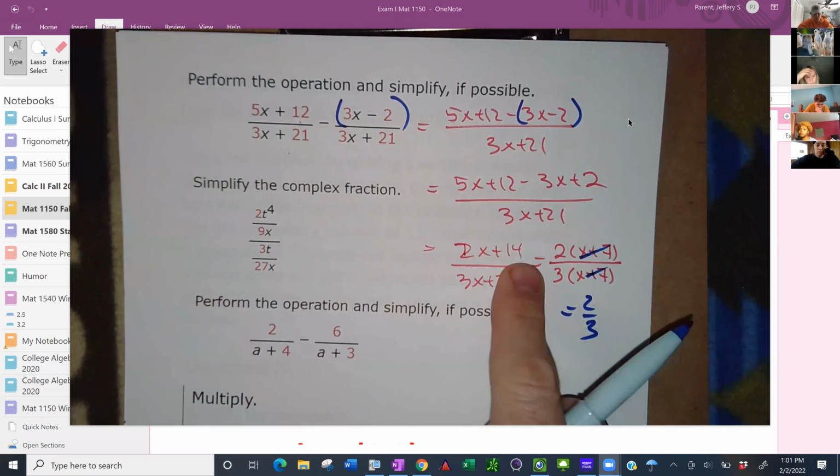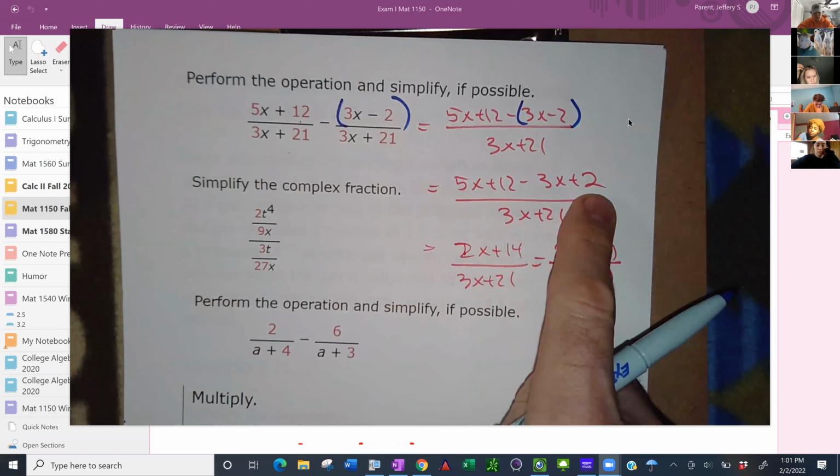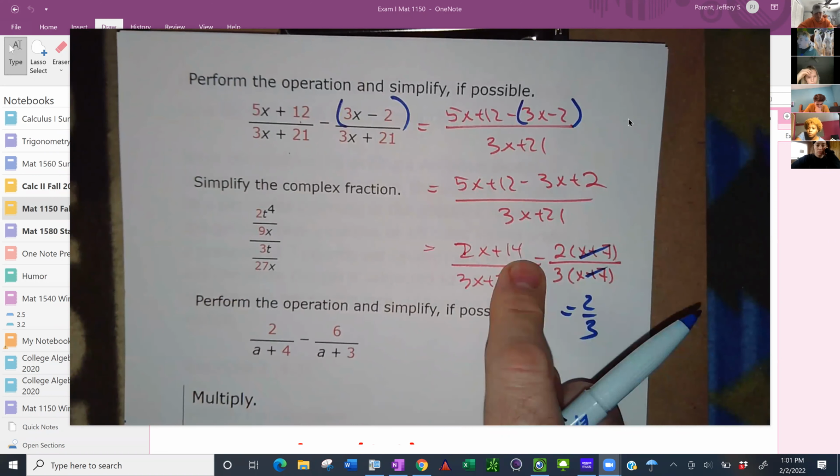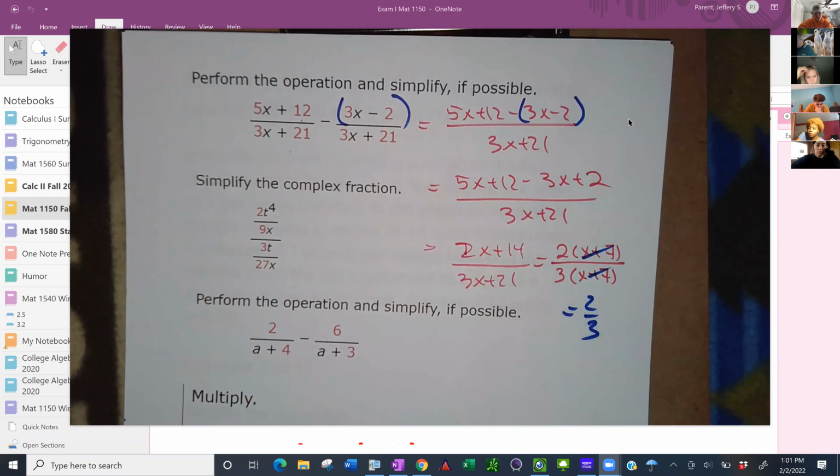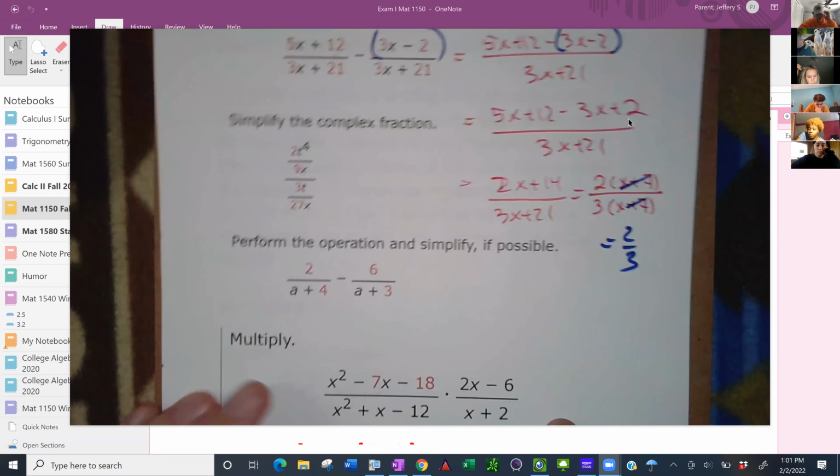If you made a mistake and you didn't distribute that sign correctly, this would be a 10, and you would never get this. So you're going to lose a lot of points, despite how generous I might want to be in partial credit.